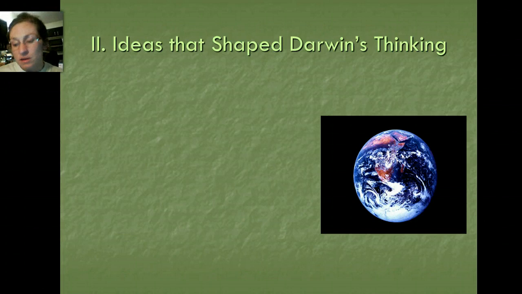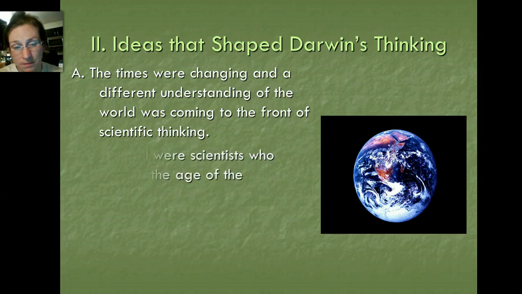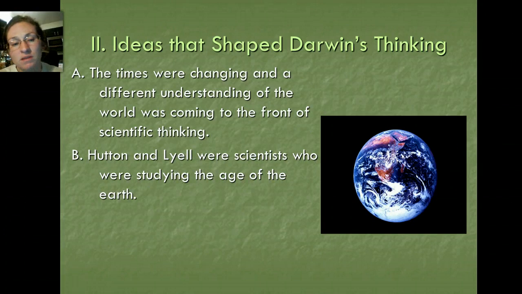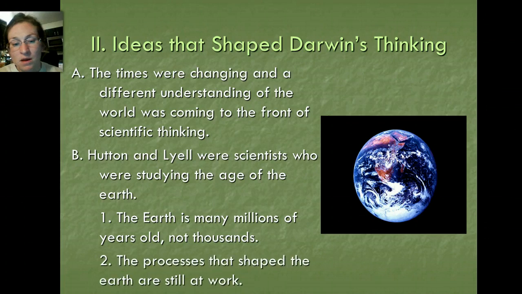Now, there are several ideas that shaped Darwin's thinking. At the time of his discoveries, things were changing and a different understanding of the world was coming to the front of science thinking. A couple of scientists named Hutton and Lyell were studying the age of the Earth, and this would be very helpful towards Darwin's thinking on evolution. The Earth is many millions of years old, and not just thousands as he had previously thought before, which would allow time for his evolution theory. And the processes that shape the Earth are still at work today.